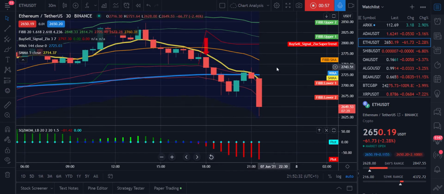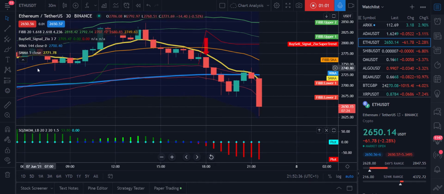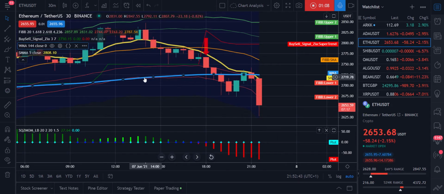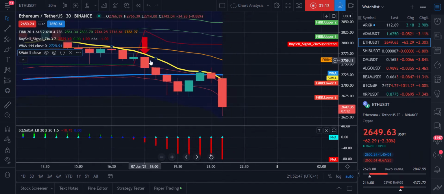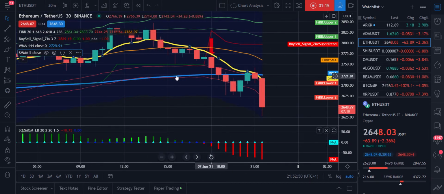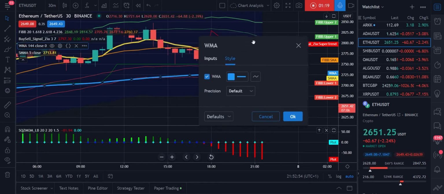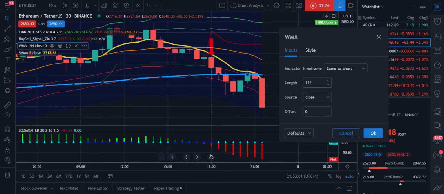So there's two main indicators that I want to share with you. First one is the weighted moving average, which is the blue line here. This blue line is the weighted moving average. And I'm going to show you this one as well, which is the yellow line, which is the smoothed moving average. Now, these are my settings on those. I put it as a blue color so I can see it. And then my inputs here, the length is 144.